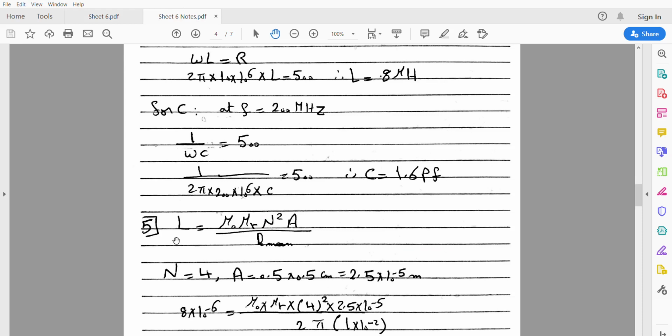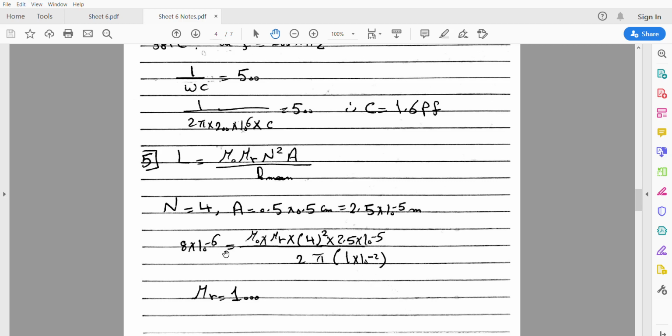L is the inductance, equal to mu naught mu r N square A over L mean, where N is the number of turns, mu is the permeability, A is the area, and L mean is equal to 2 pi r. So the number of turns is given as 4. Area is given by 0.5 multiplied by 0.5 centimeter. Don't forget to convert centimeter square to meter square. So by direct substitution you can get the permeability of this material from this rule.